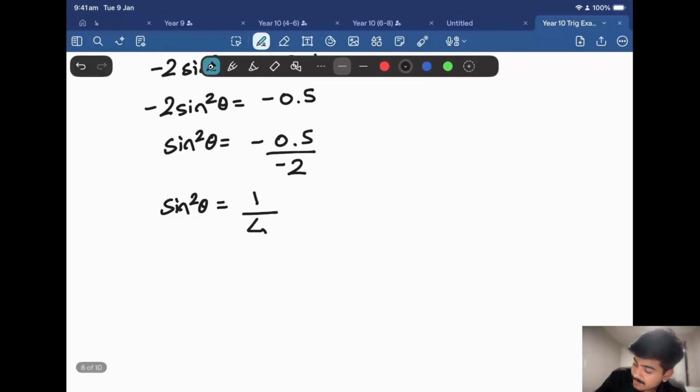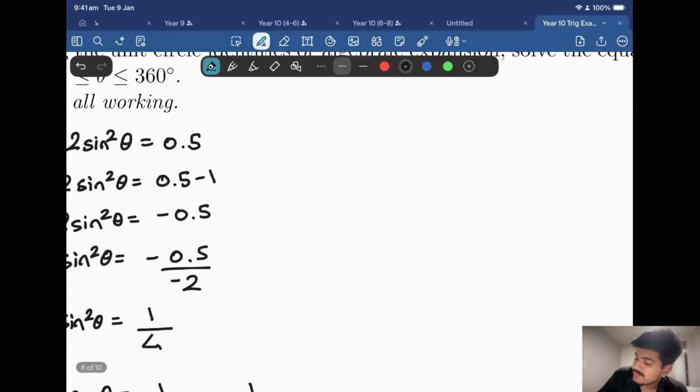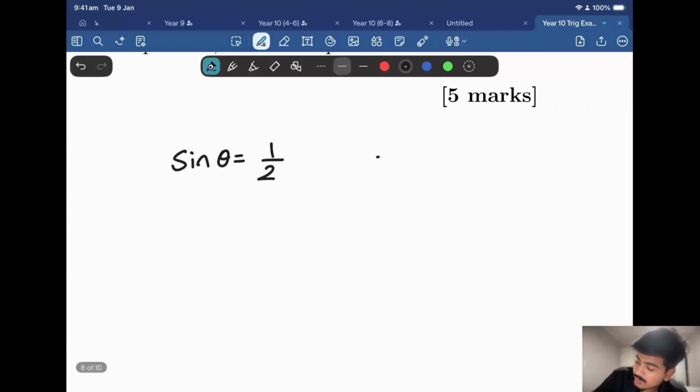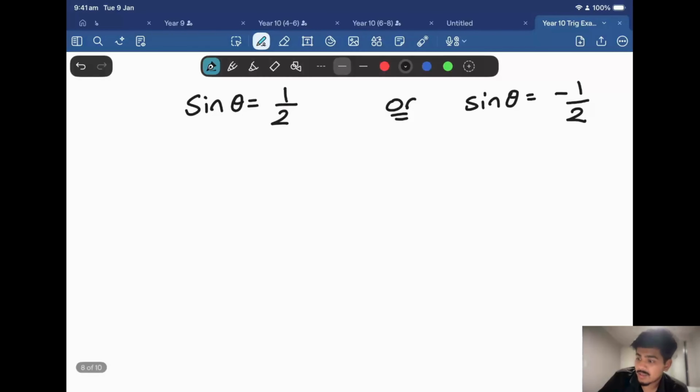And when we square root that, just remember, when you square root something, there's two possibilities. It's the positive case and the negative case, because when you square a negative number, you get a positive number. So when you square root this, you get positive 1 over 2 and negative 1 over 2. So we have sine theta is equal to positive 1 over 2, or sine theta is equal to negative 1 over 2. Using exact values or just putting into your calculator, you get theta is equal to 30 degrees.